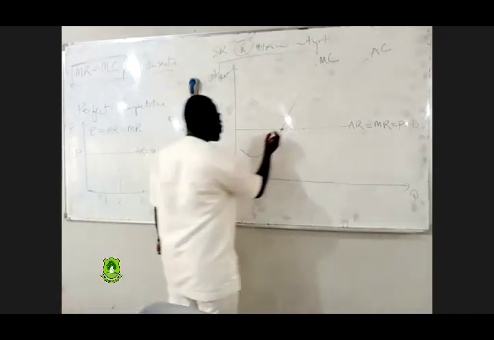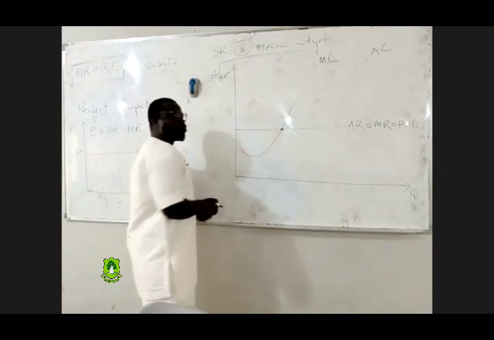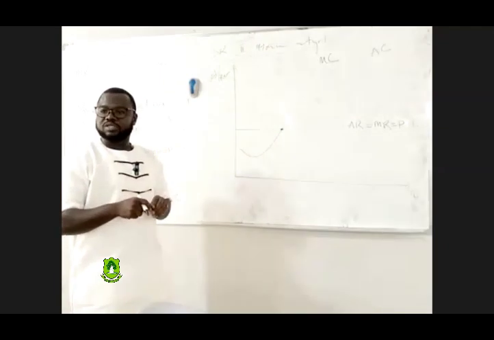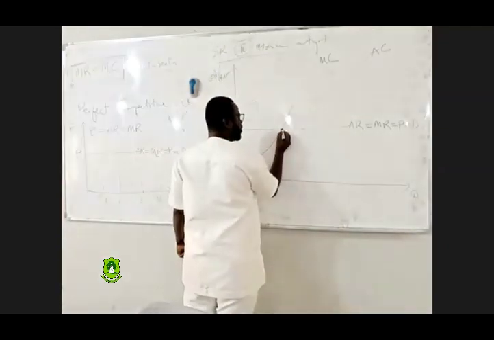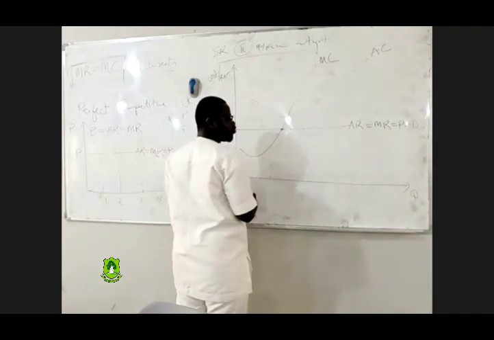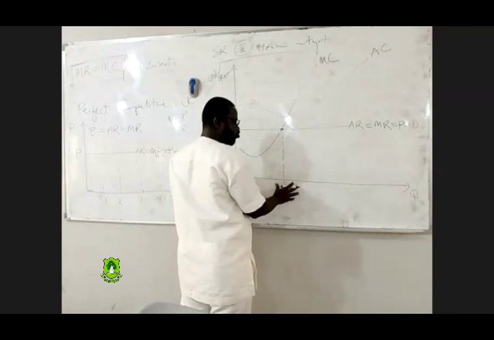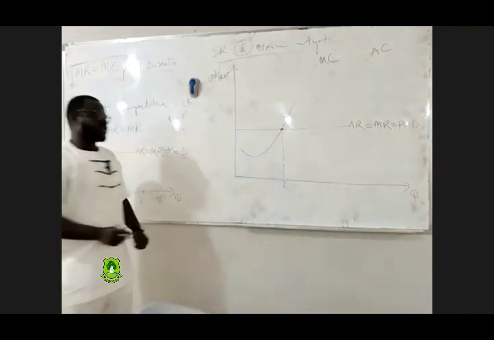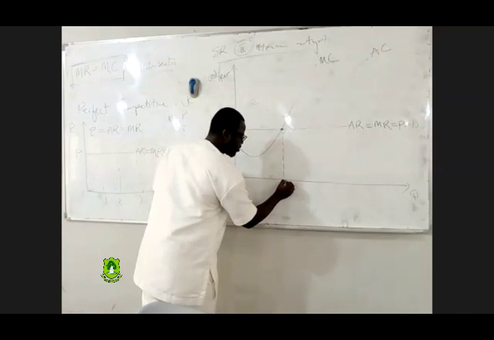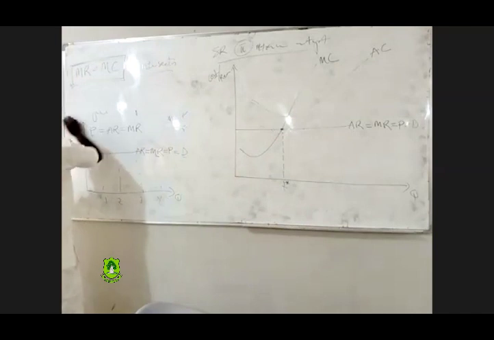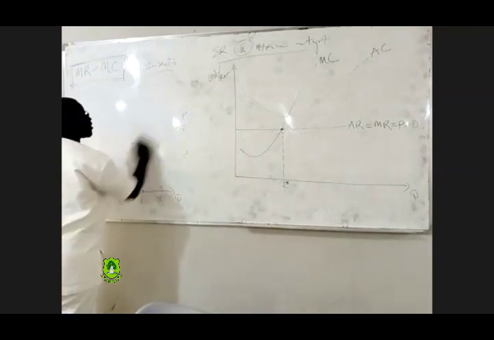Once you find that particular point, it will let you know whether the firm is making a profit or a loss. Here, at this particular point, what will be the output level? You trace it to the quantity axis. I'm going to put a star. You trace it to the quantity axis.